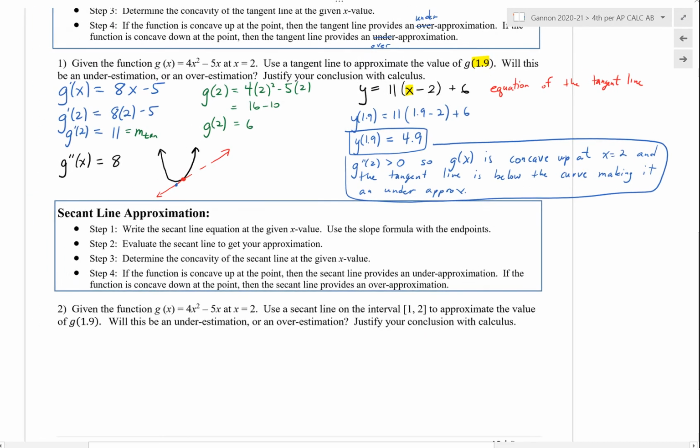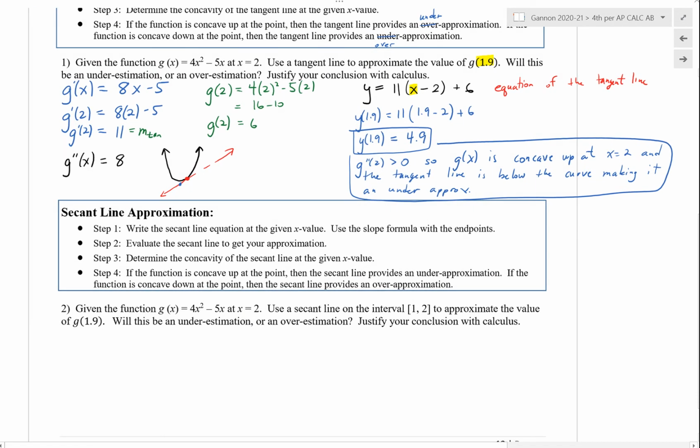And guys, that's how a tangent line approximation is going to work. You write the equation of the tangent line at a given point, you substitute the value for x, and then you use the second derivative to determine concavity. If the function is concave up, then you are going to have an underestimation with the tangent line approximation. If the function is concave down, then it's going to be an over approximation with a tangent line approximation.